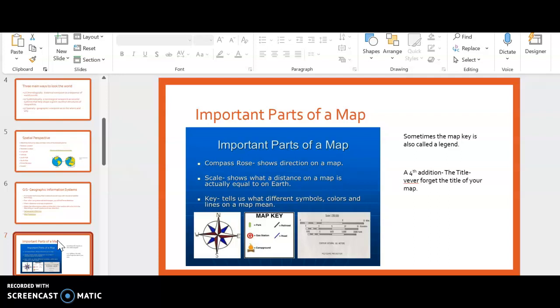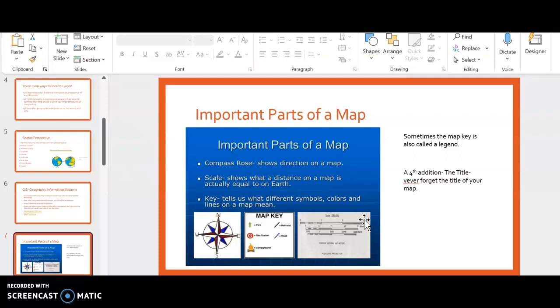Now, one really important thing about scale that you have to remember is scale tells us the distance on a map and is actually equal to the Earth. So you can see it here, right? This line here, if I put it on a map and I use a ruler and I measure that off, that might equal 1 mile. So every time I put one of them down, it equals 1 mile.